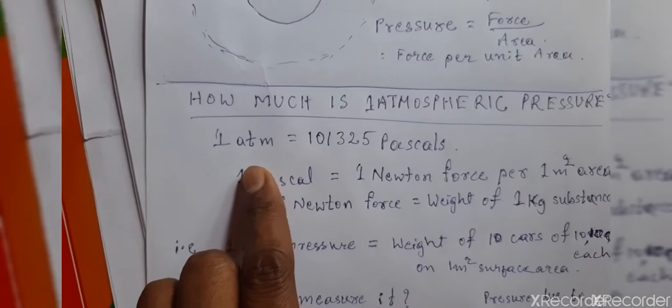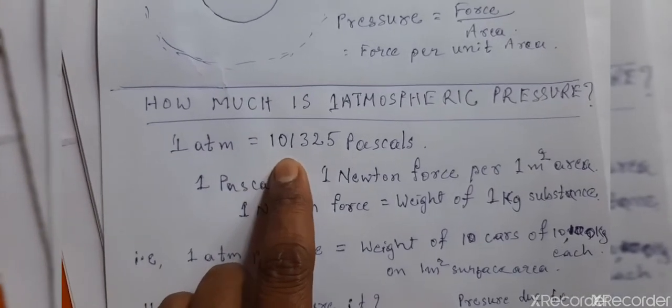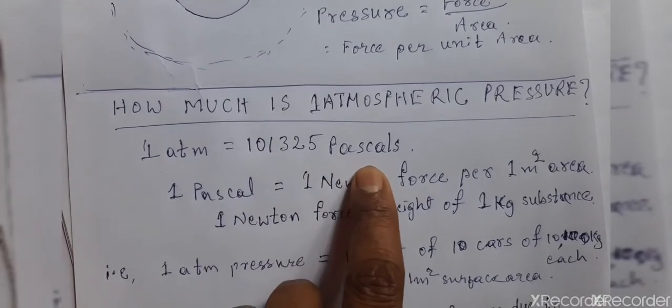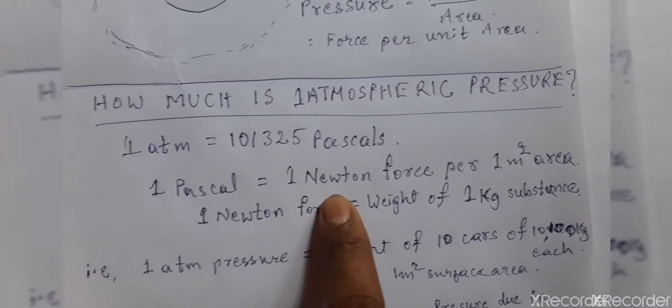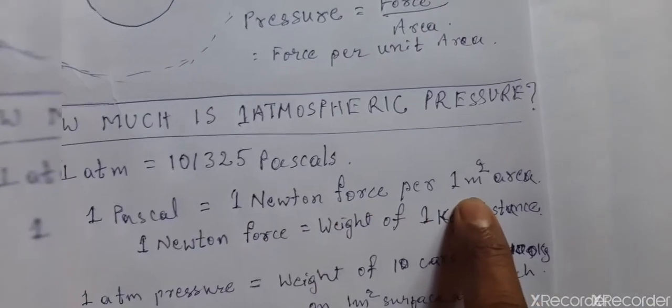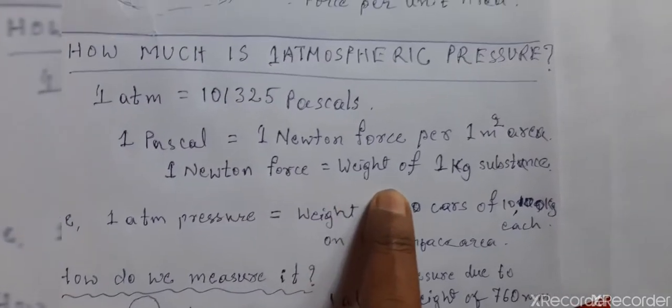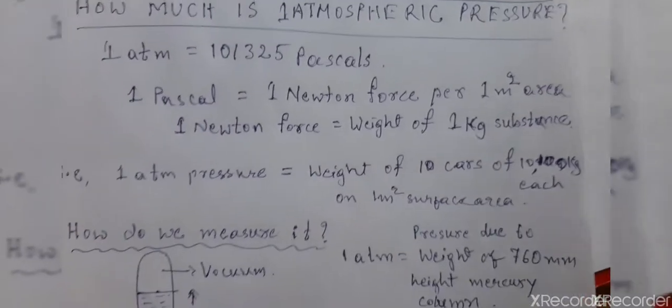So already it is calculated. 1 atmospheric pressure is equal to 1,01,325 pascals. So what is 1 pascal? 1 pascal is 1 Newton force per 1 meter square area. What is 1 Newton force? It is equivalent to the weight of 1 kg of substance.